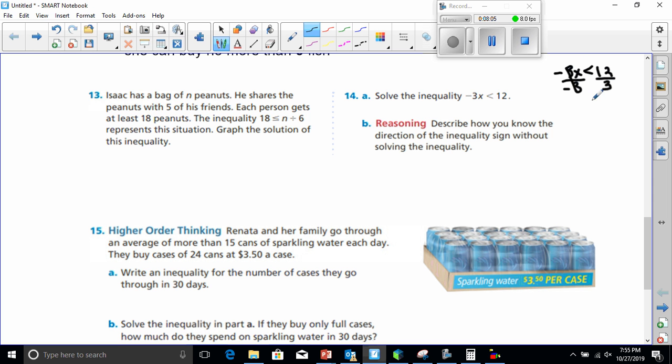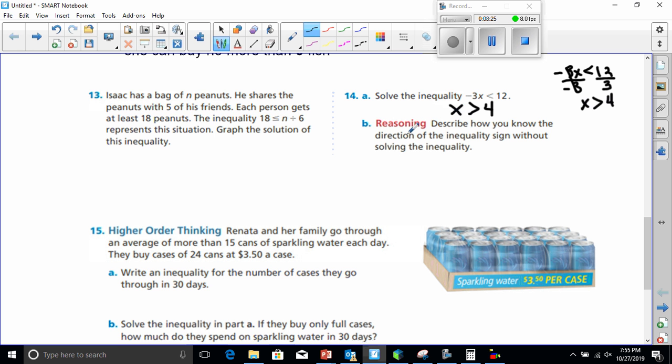And now that I've canceled this out, x is going to be, and since I divided by a negative 3, my inequality symbol has to be turned around. 12 divided by 3 is 4. So that means the answer to this question is x is greater than 4.